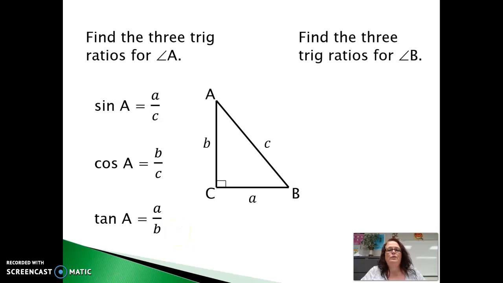So take a moment and see if you can figure out the three trig ratios for angle B. What would change?